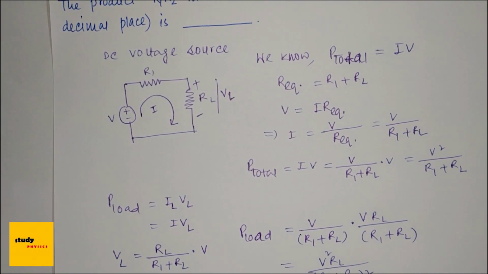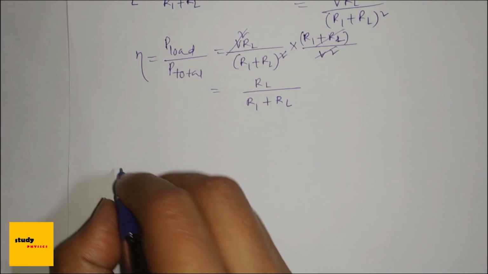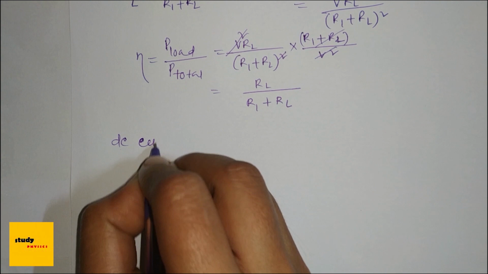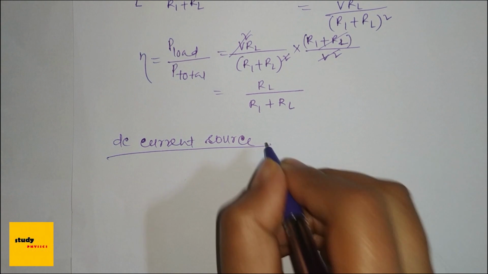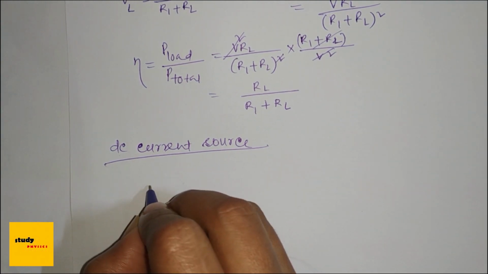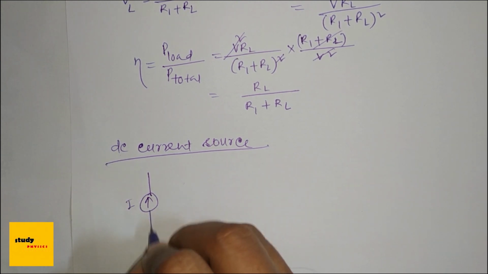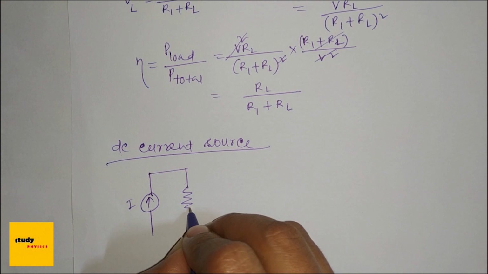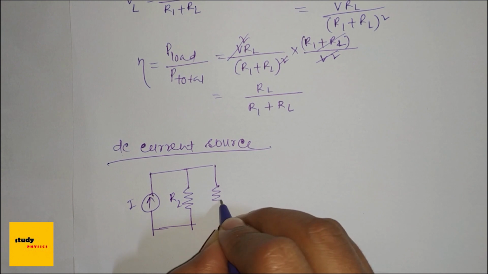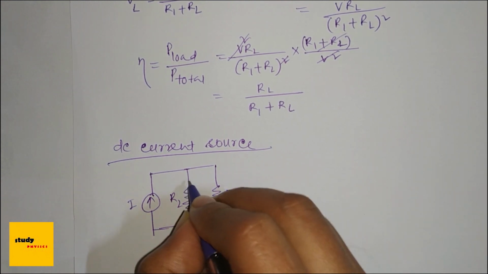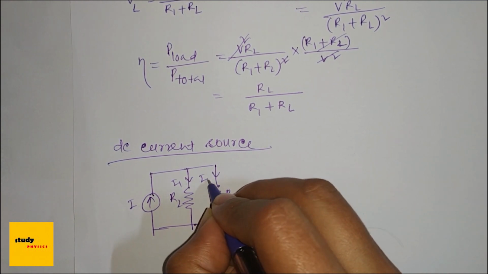Now we are dealing with the DC current source. Here the resistances are connected in parallel. This is a current source, this is our internal resistance R2, and this is the load resistance RL, and here the current is dividing into I2 and IL.